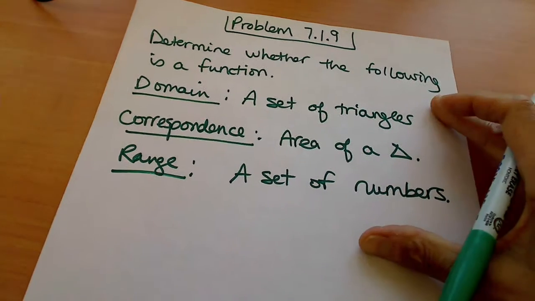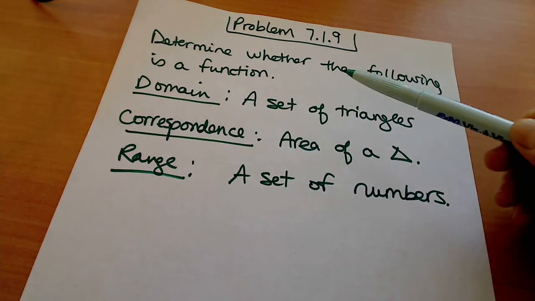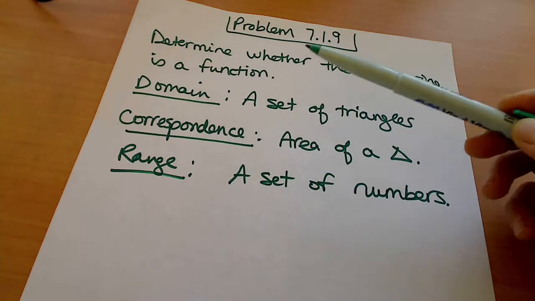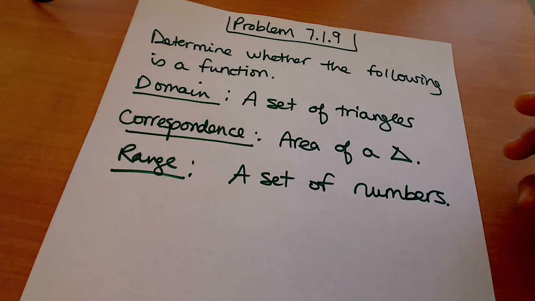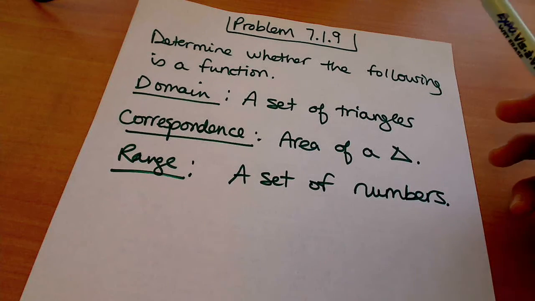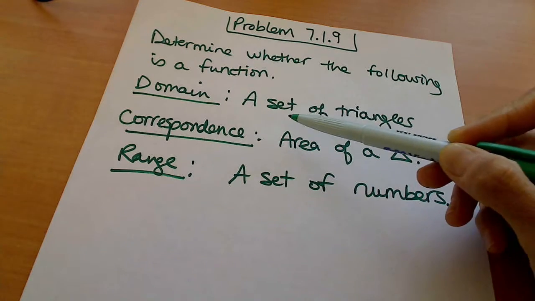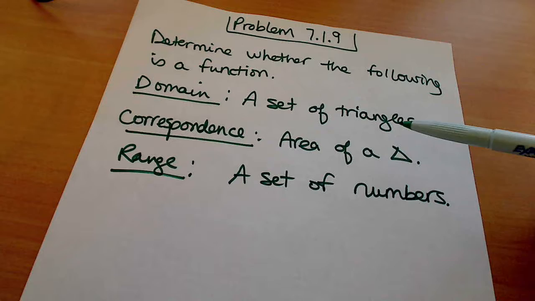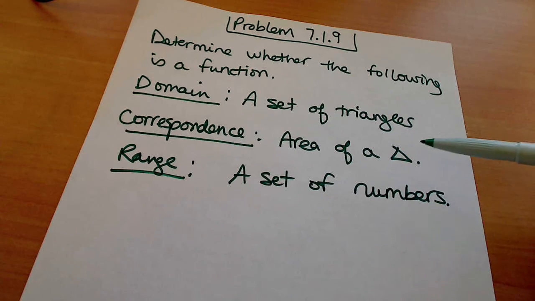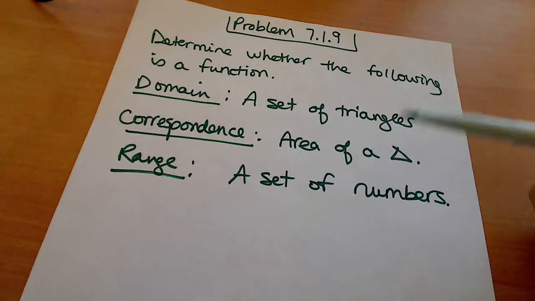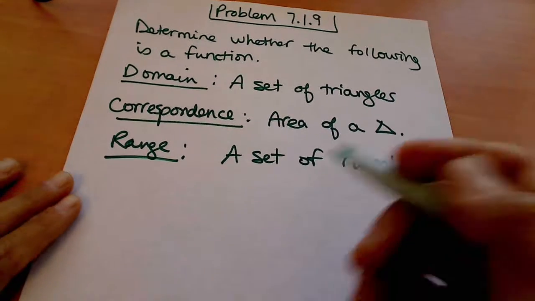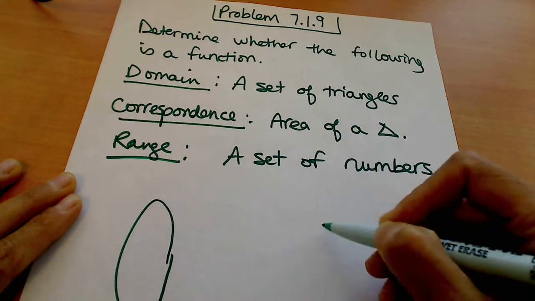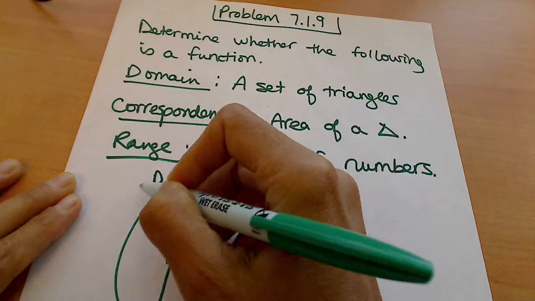All right, this is problem 7.1.9, and they're asking us to determine whether the following is a function. So they tell us that the domain is a set of triangles, the correspondence is the area of a triangle, and that the range is a set of numbers. So remember that when we're talking domain and range, there's always a correspondence between them.